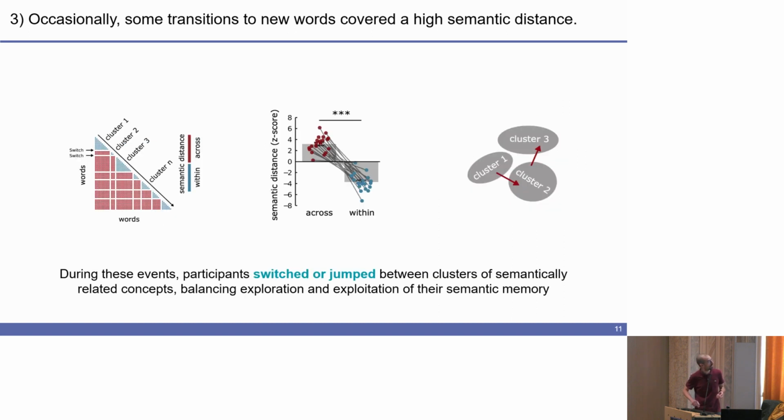And we further validated this definition of clusters by comparing the distances across and within clusters. And we found that indeed the semantic distance across clusters is higher than the distance within cluster. And so we can conclude that participants switched or jumped across clusters of semantically related words, balancing exploration and exploitation of their semantic memory, as it happens during spatial navigation.